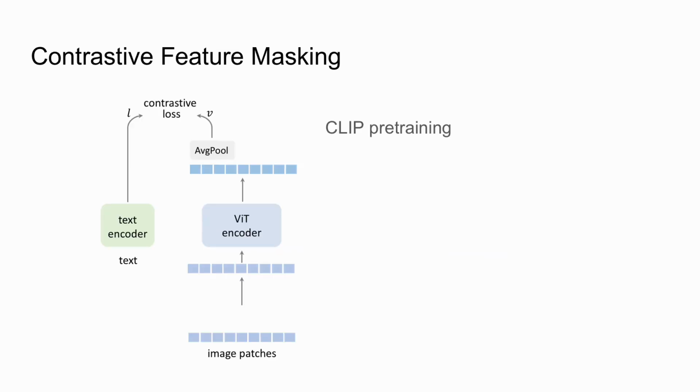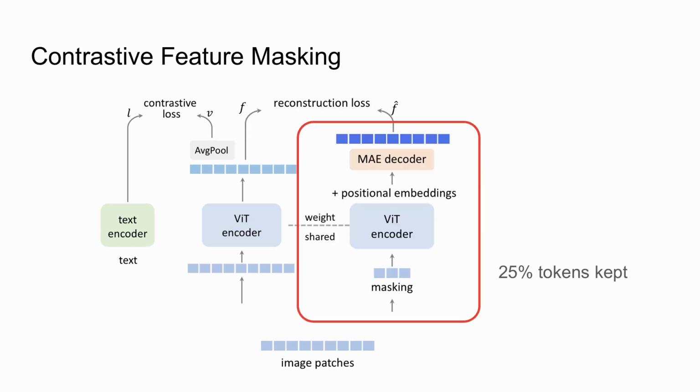This shows the CLIP pre-training with a text encoder and a ViT encoder. On top of the contrastive learning pathway, we propose to have this reconstruction pathway where we jointly train with contrastive and reconstruction losses. Similarly to MAE, we randomly mask out the image patches and keep only 12.5% of the tokens. They go through the same weight-shared ViT encoder, followed by the MAE decoder that predicts the whole tokens.